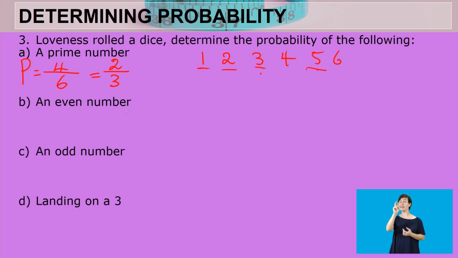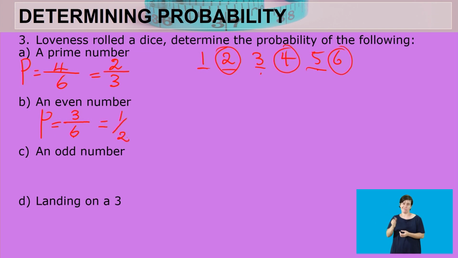Then an even number. So an even number, what is an even number? It is a number that can be divisible by 2, right, without leaving any remainder. So it's going to be 2, 4, and 6. So it means there are 3 even numbers out of 6 possible outcomes. So probability is equal to 3 over 6, which can be written as 1 over 2, because 3 goes once into 3 and it goes 2 times into 6.